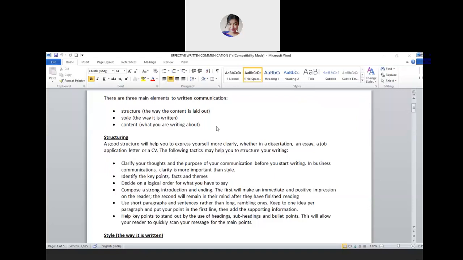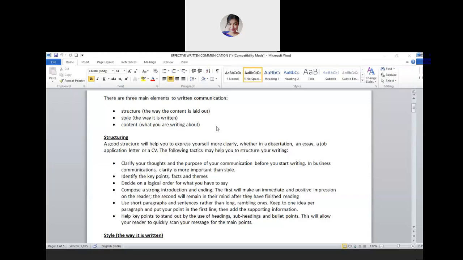Then, regarding the composition, you need to compose a strong introduction as well as a conclusion. So, there should be three parts: the introduction, the body, and the conclusion. You have to take care of all these three parts, and mainly your introduction and the conclusion should be strong.